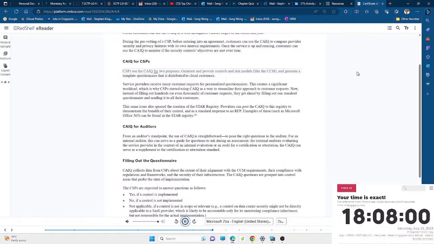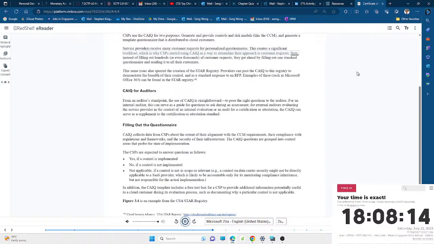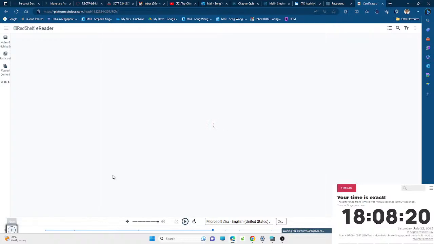CAIQ for CSPs. CSPs use the CAIQ for two purposes: generate and provide controls and risk models, like the CCM, and generate a template questionnaire that is distributed to cloud customers. Service providers receive many customer requests for personalized questionnaires. This creates a significant workload, which is why CSPs started using CAIQ as a way to streamline their approach to customer requests. Now, instead of filling out hundreds, or even thousands, of customer requests, they get ahead by filling out one standard questionnaire and sending it to all their customers.